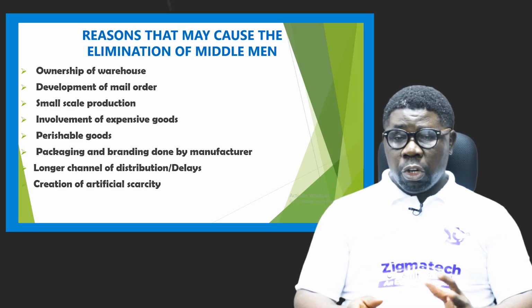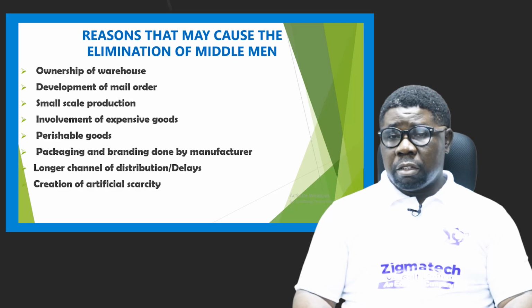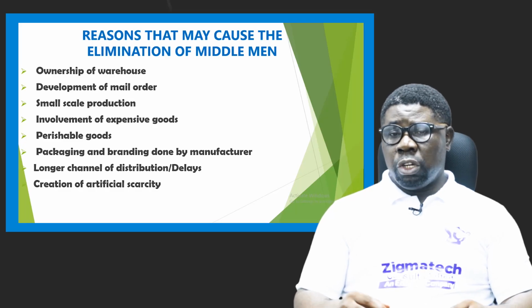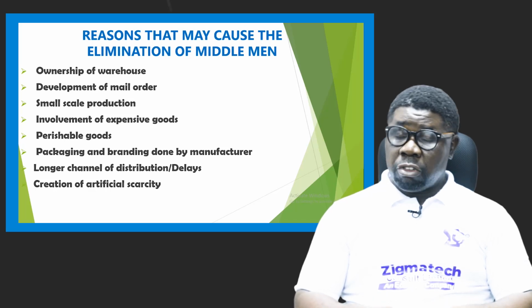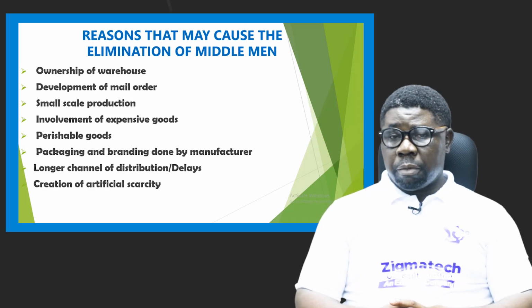Then small scale production. Some producers don't really produce in mass, so they don't need warehousing as well, and they don't need somebody to help them sell, so they can go out to sell for themselves to the final consumer. So in this case, middlemen are also not very important as well.